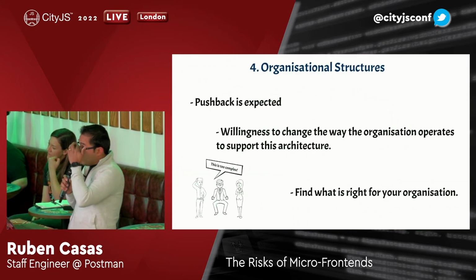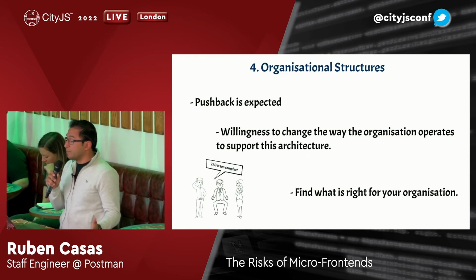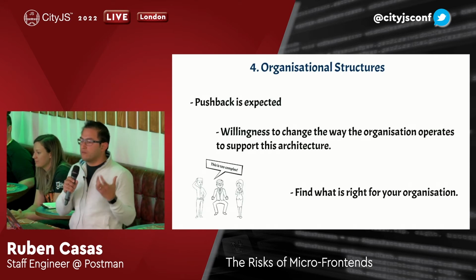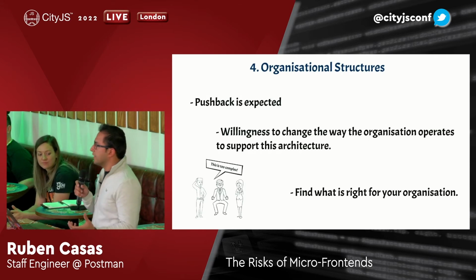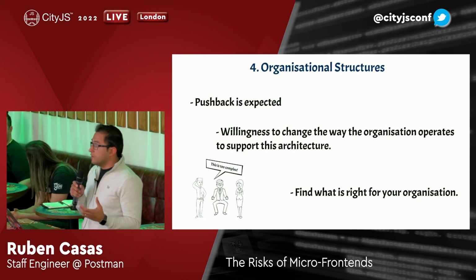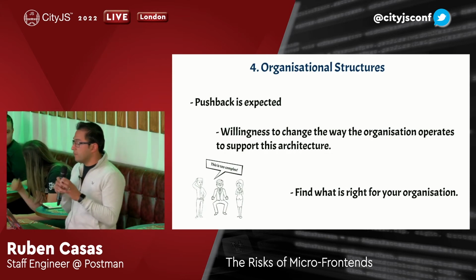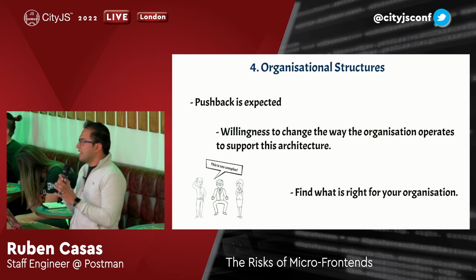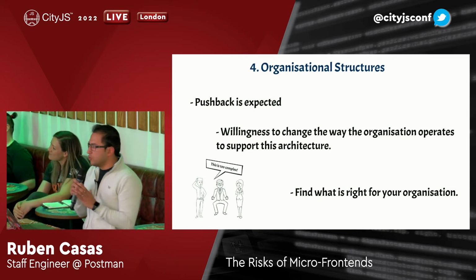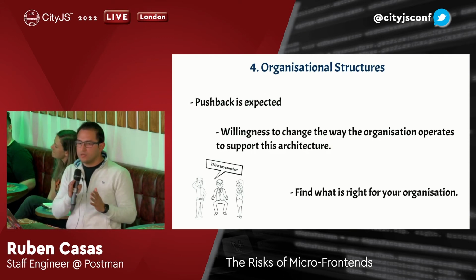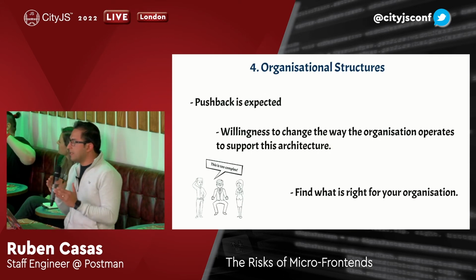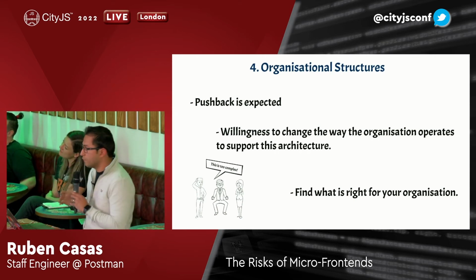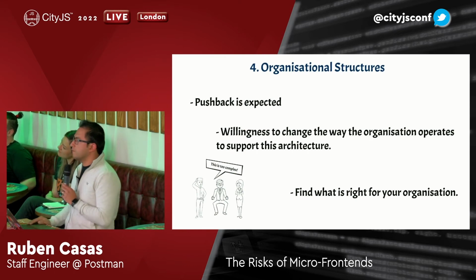The fourth one is, there will be pushback. I mean, if you're trying to implement a new architecture, it's expected that you will get pushback from your colleagues, from people in the company. But with micro-frontends, there is a need for the company to adapt. If they're not willing to adapt, then it's going to be more trouble, because you need to change the way you work into a distributed, more independent deployment way of doing things. And if the company is not willing to change, there will be a lot of trouble. So again, find what is right for your organization.